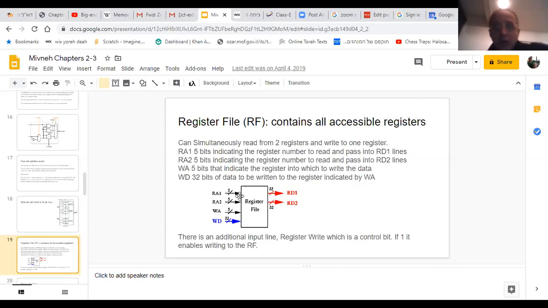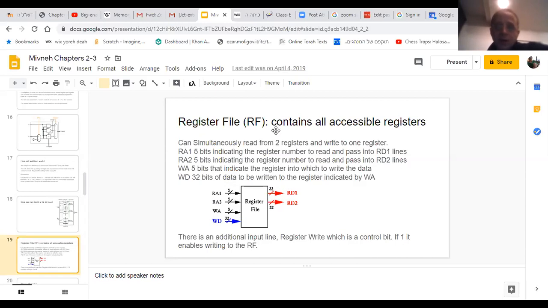So if I tell it I want to read, what's going to come out on RD1 and RD2? Well, if you notice, it says 32 bits. So I'm going to give it 5 bits, and I'm going to get out the 32 bits, which is the content of that register that I wrote in RA1. And the contents of that register I wrote in RA2 is going to come out on these 32 bits. So I'm going to get the answer to my question: what's in these two registers I want to read.